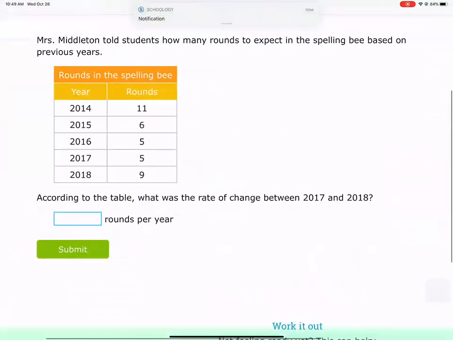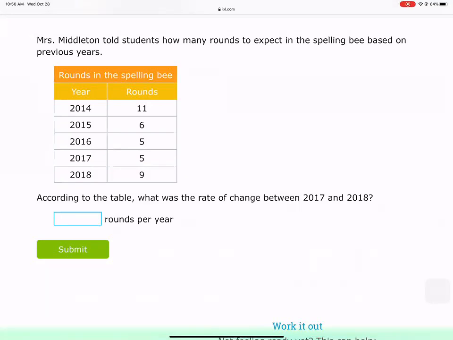Let's look at another prompt. Ms. Middleton told students how many rounds to expect in a spelling bee based on previous years. And spelling bees happen, remember, they go round and round. You know what a spelling bee is, right? You spell the word Wednesday, and if you get it wrong, you get kicked out. But if kids get it right, they keep going. And this could go on forever as long as those kids keep getting things right.